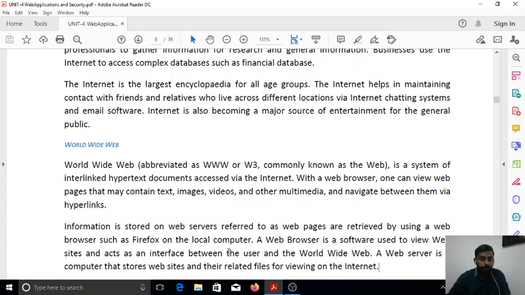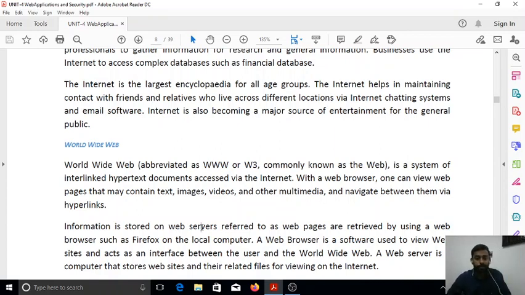Information stored on web servers is referred to as web pages. You know what a web server is? A web server is a machine which stores all web documents, web pages, and websites. Web pages are retrieved by using a web browser such as Mozilla Firefox, Safari, Opera, Explorer. We have a number of browsers available, and a web browser is simply software used to view websites.